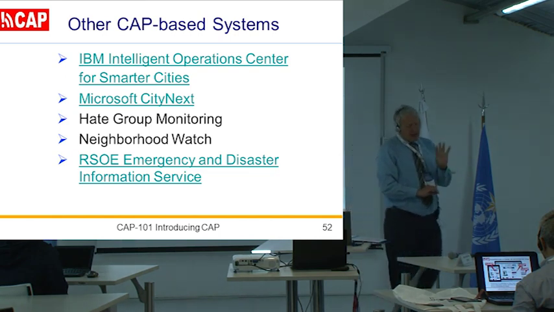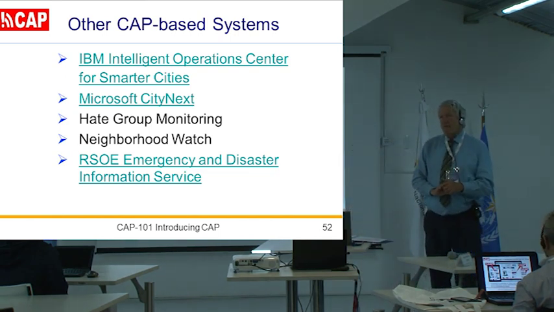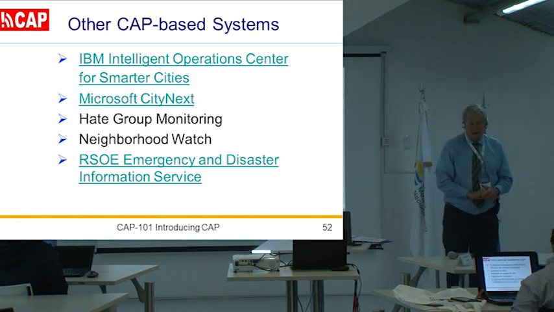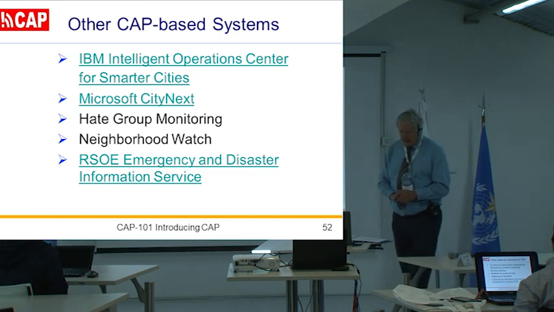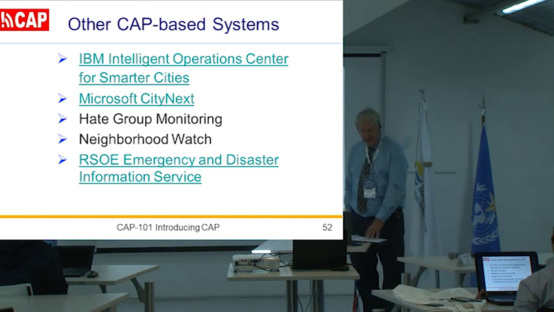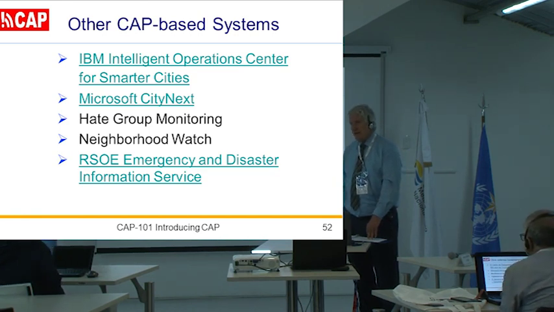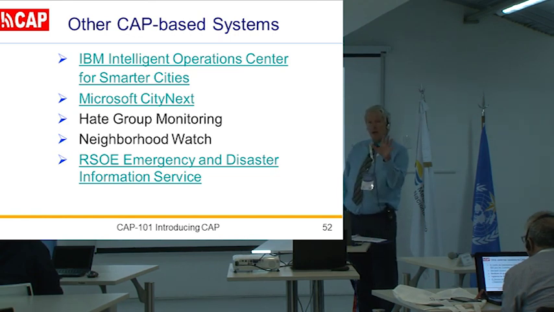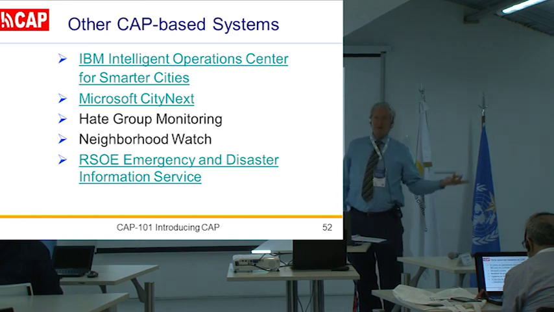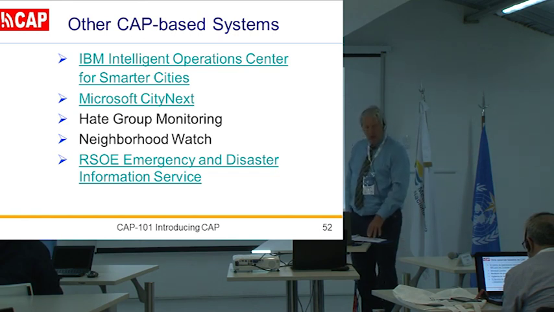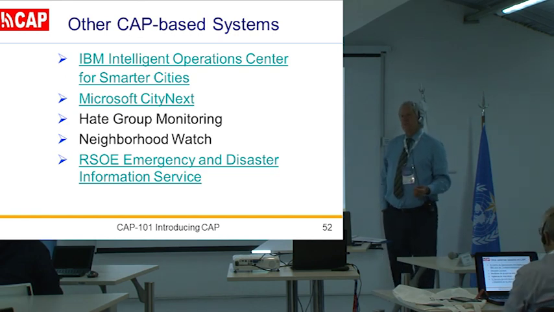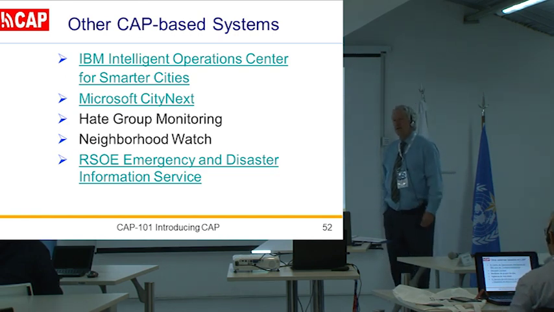At the city level, and I don't track these, but I'm aware that IBM markets a product for managing cities. It's called the IBM Intelligent Operations Center for Smarter Cities. That supports CAP. Microsoft has a competing product called Microsoft CityNext, also supports CAP. So when you go back home, talk to some of your city level managers, and you may well find they've already got CAP-enabled systems. One of the earliest implementations of CAP was for hate group monitoring in Germany.